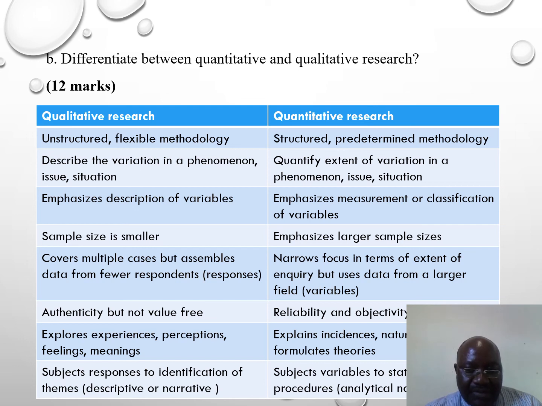In qualitative, we have authenticity, but not value-free, whereas in quantitative, we have reliability and objectivity. In qualitative, we have exploration of experiences, whereas in quantitative, we have explanation of instances and formulation of theories. We have qualitative subjects' responses leading to identification of themes, which is descriptive or narrative, whereas in quantitative research, we have variables subjected to statistical procedures, which is analytical in nature.